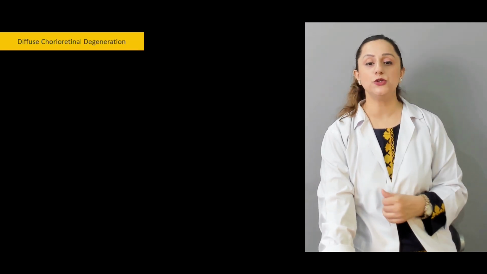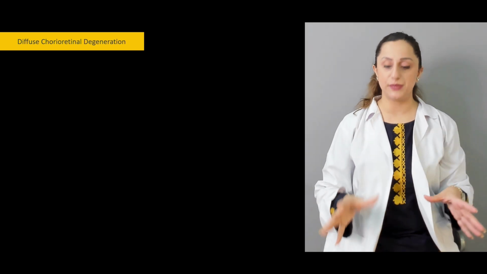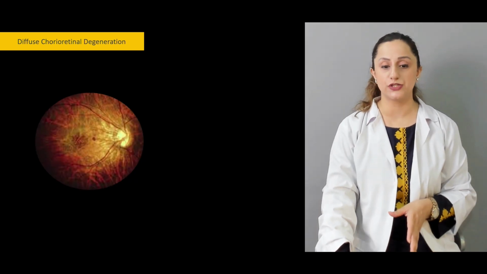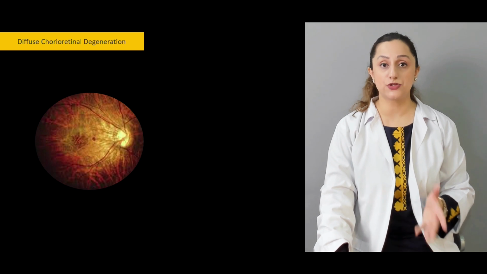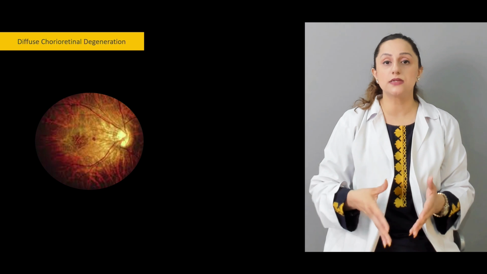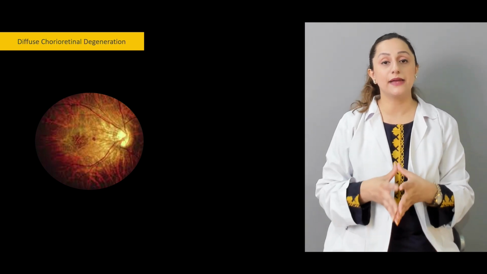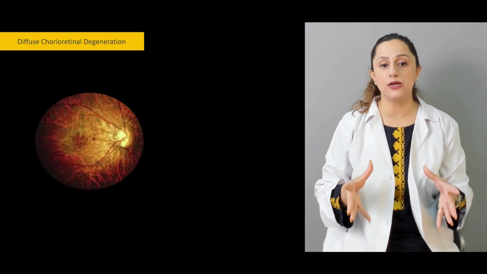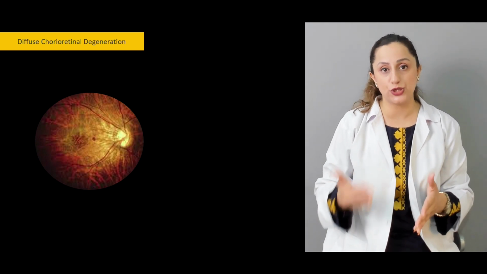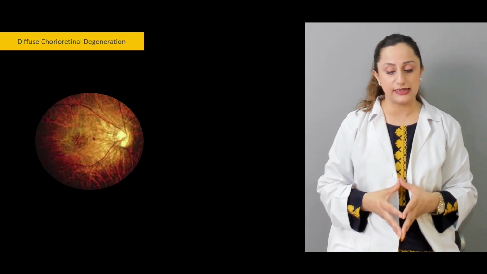Then we have the diffuse chorioretinal degenerations. This diffuse kind of a picture is sometimes seen in a lot of individuals, in which we appreciate this chorioretinal pigmentation. This degeneration, these pigmentary changes, are occurring at the chorioretinal level.